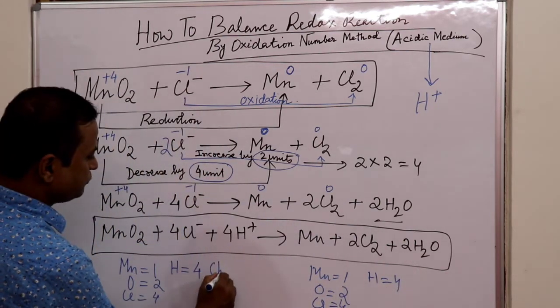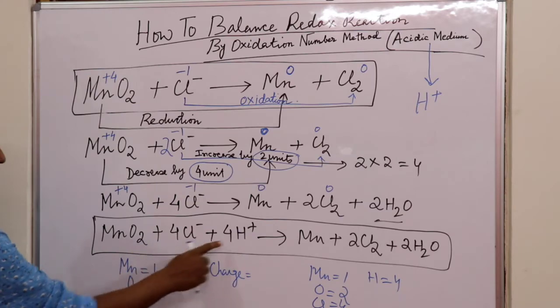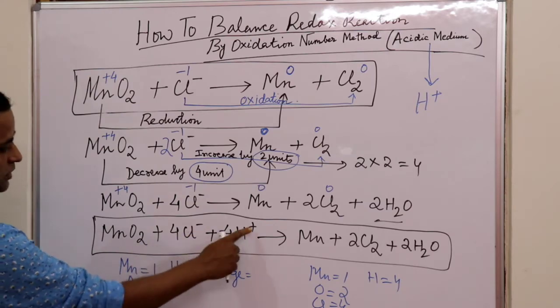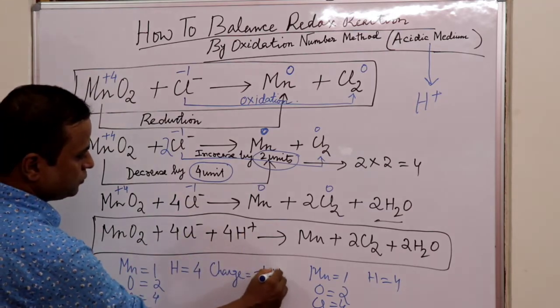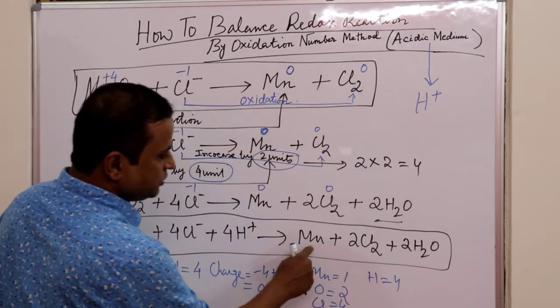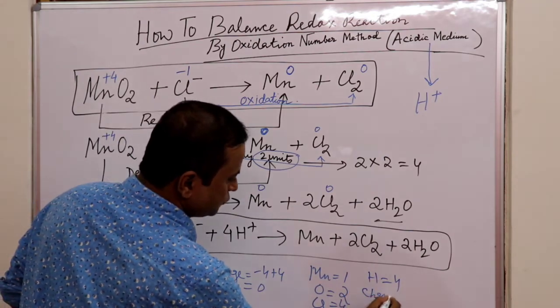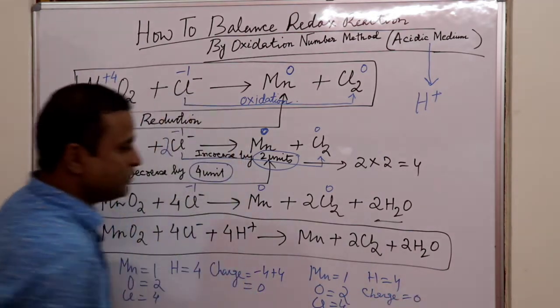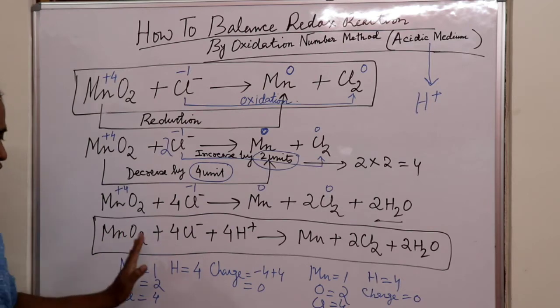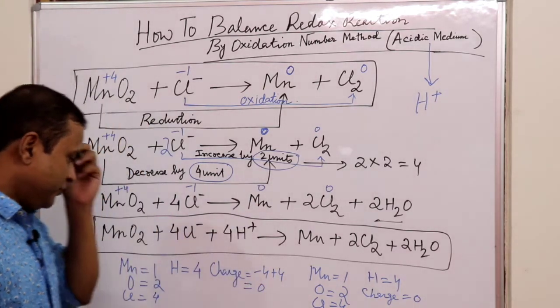Now finally we have to see whether the charge is balanced or not. Minus 4 plus 4, so the charge on this side is 0, and on the right hand side you can see there are no species carrying charge. So here also there is no charge. That means this equation is correct and it has been balanced properly.